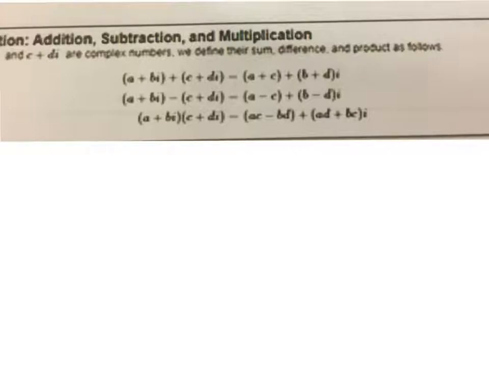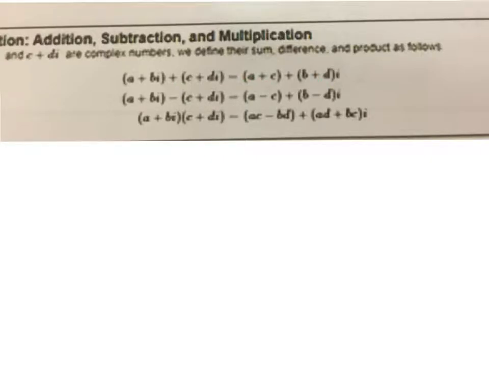Okay, so right here is the key term box that they show in your textbooks. If you look, the definition for how to add, subtract, and multiply complex numbers says: if a plus bi and c plus di are complex numbers, we define their sum, difference, and product as follows. So this looks a little confusing, but look, here's a complex number. Here's a complex number. And I'm told to add them together. Well, guess what you do? You add the real number parts. You add a and c.